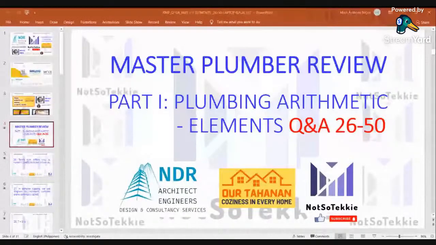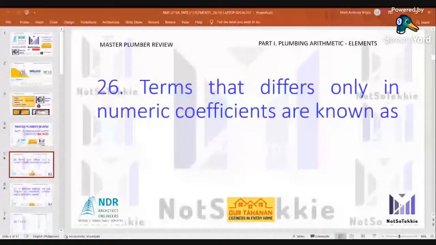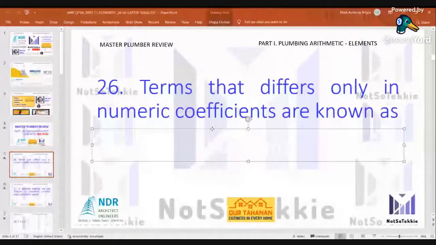Yun. Tuloy na tayo. Question number 26. Terms that differ only in numeric coefficients are known as blank-like terms.